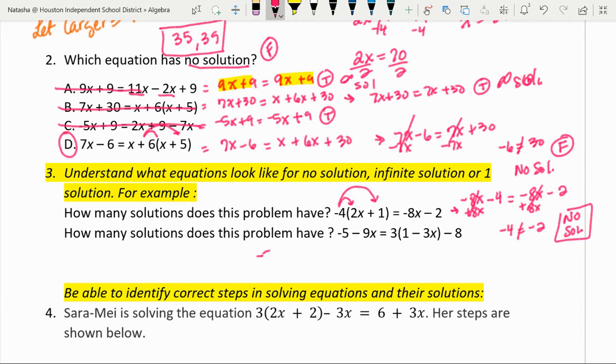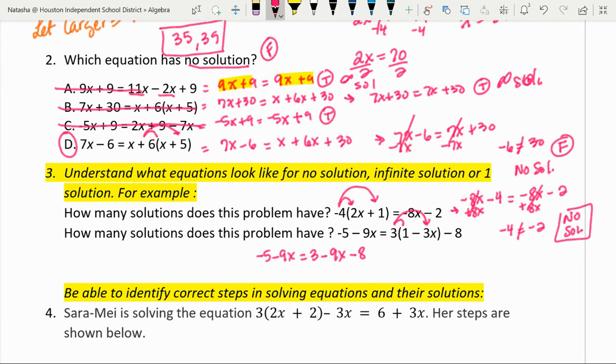So that's going to be negative 5 minus 9x for our left expression. That's going to be equal to 3 times 1, which is 3. 3 times negative 3x, which is negative 9x. All right, combine like terms. Oh, I forgot my 8. Don't forget your negative 8. Very, very careful. Watch that. Don't make that mistake.